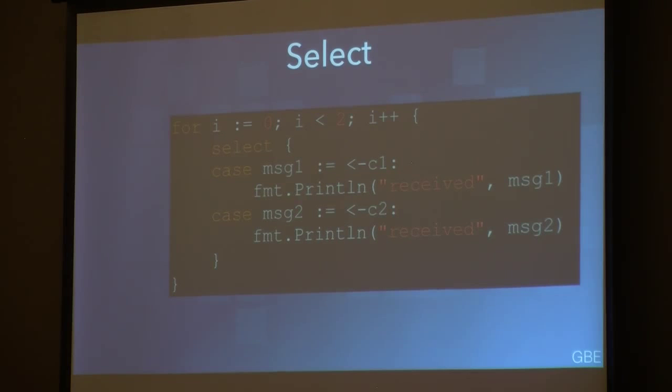So in this select statement, I'm going to wait on a receive from C1 and a receive from C2 simultaneously. Whichever one shows up first, I'm going to handle that message and then jump out. And because I have this wrapped in a for, it's going to do this twice, which allows me to receive both the messages eventually.